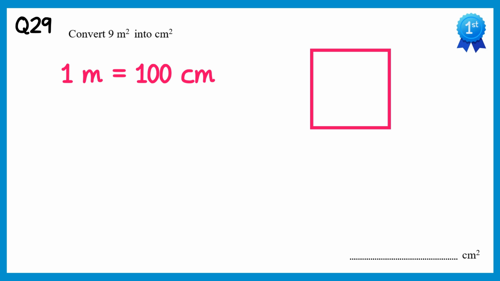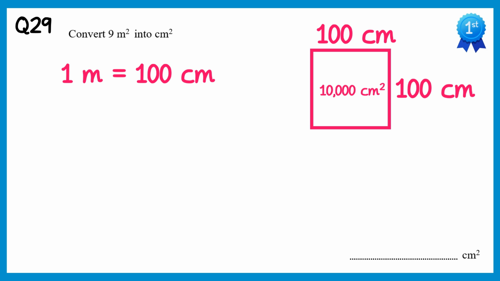1 meter squared would look like a square like this, which is 1 meter by 1 meter, which is the same as 100 centimeters by 100 centimeters. So if we were to find the area of this in centimeters squared, you need to do 100 multiplied by 100. 100 times 100 is 10,000. So 1 square meter is actually the same as 10,000 centimeters squared.